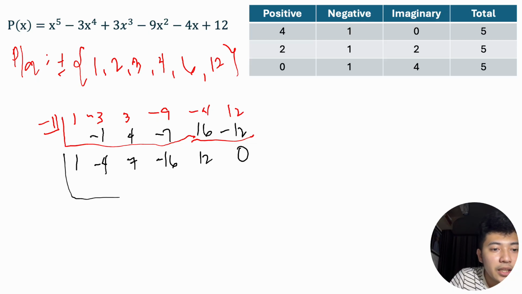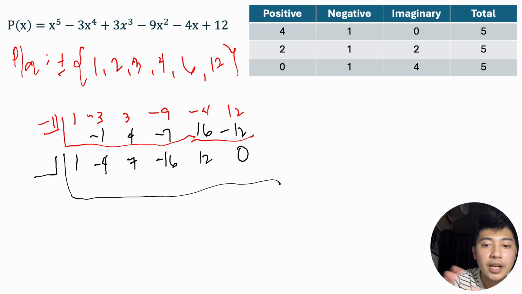Now, natest na natin si negative 1. Isa lang naman yung negative root natin, so let us test naman sa mga positive. So, yun yung benefit ni Descartes rule of sign. Malalessen yung pagtetest natin ng mga possible roots. Since nakuha mo na isang negative, hindi mo na itetest yung negative 2, negative 3, negative 4, negative 6, negative 12. So, let's test naman sa mga positive. Let's test for positive 1.